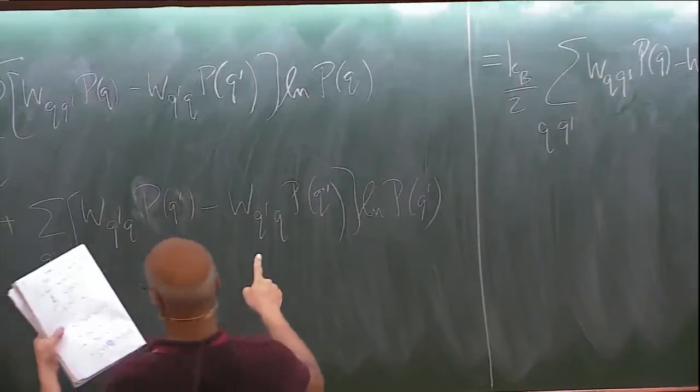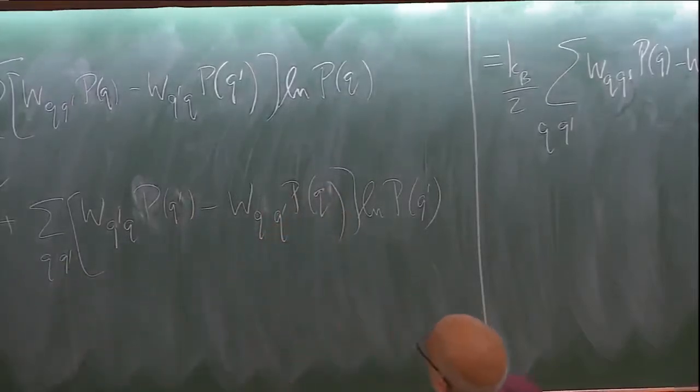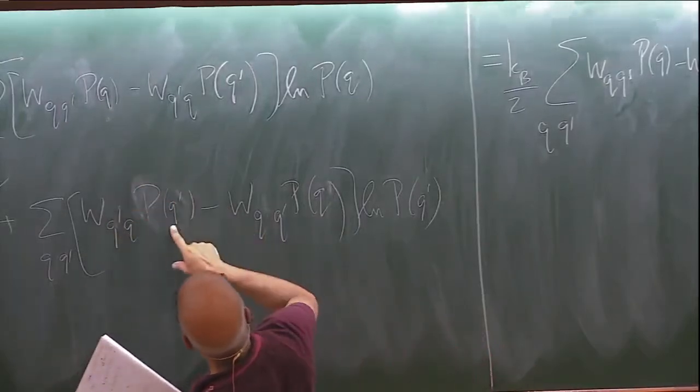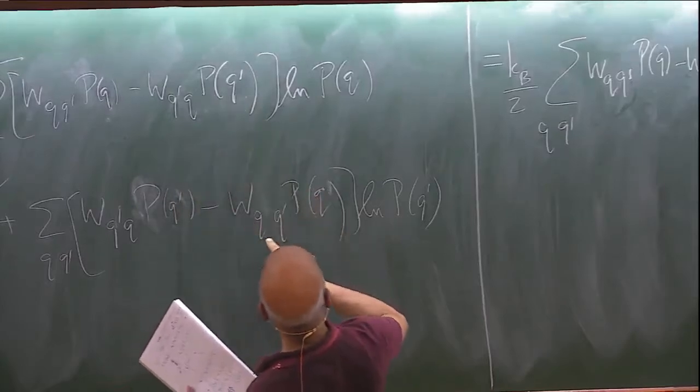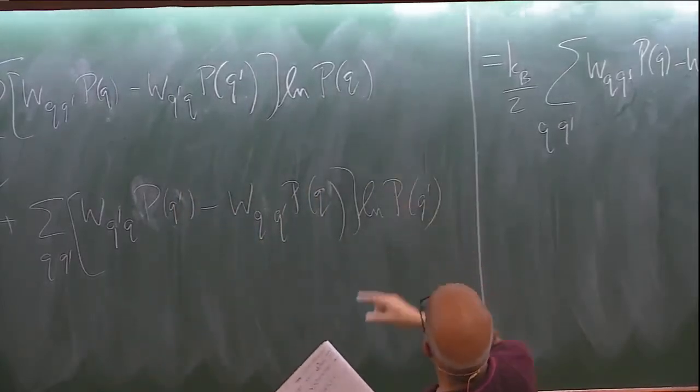This is P of Q prime. This is Q prime. This is P of Q. Now I'm okay. Okay, folks. Q prime P of Q has become Q prime P of Q prime. Q prime Q P of Q prime has become Q prime P of Q. I'm in good shape. And this was Ln P of Q has become Ln P of Q.